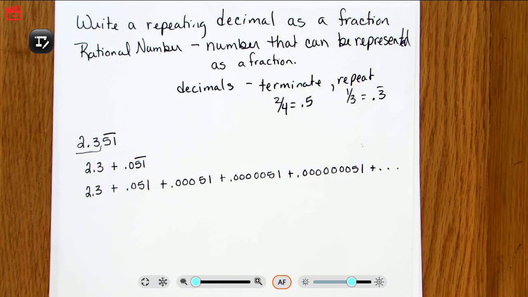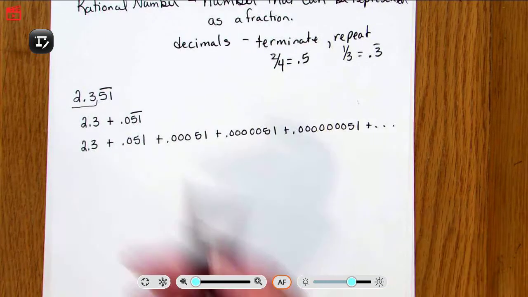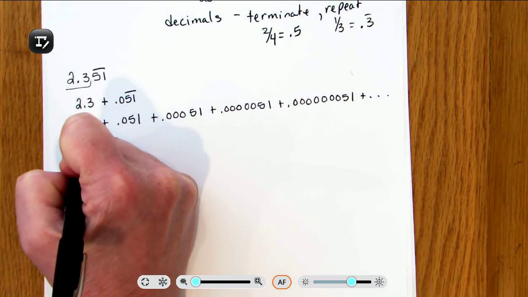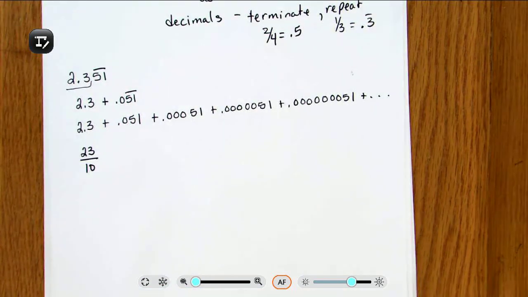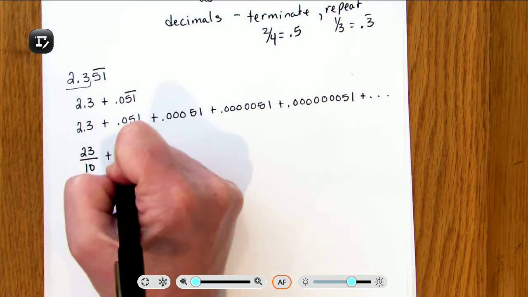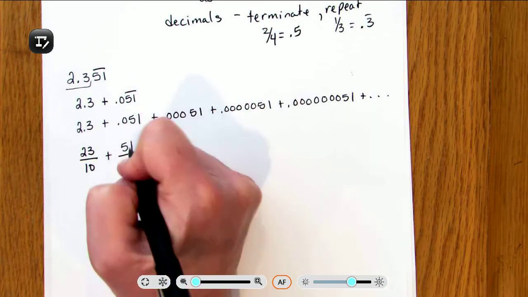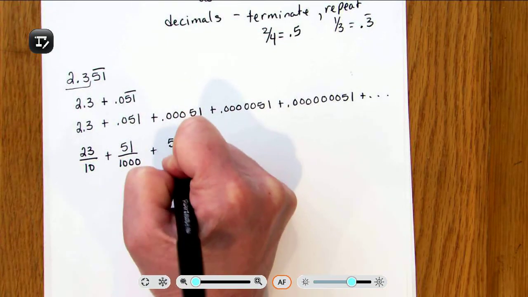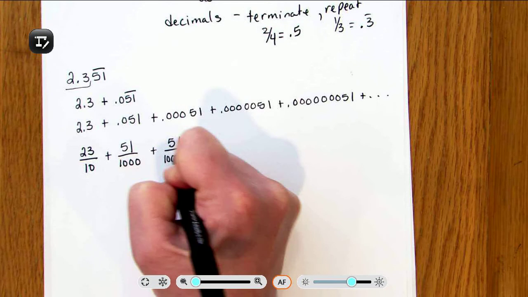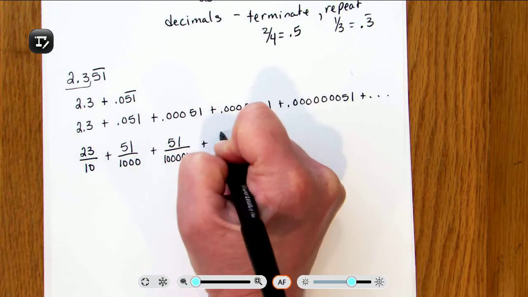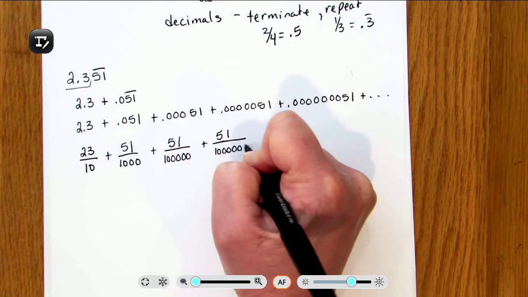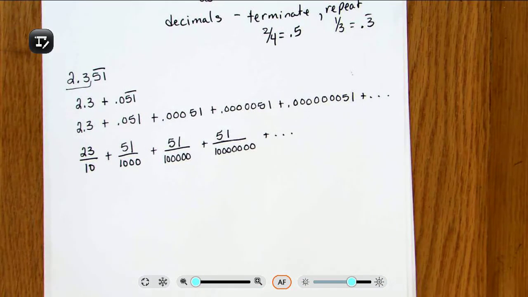Okay, now I'm going to turn them into fractions so that we can see that we do have a geometric series hiding in here. All right, I'm going to turn this one in. This is 2 3/10, or I'm going to write it as 23/10. This is the number 51 over, there's 3 decimals, so 3 zeros. This one is 51 over 5 zeros. This would have 7 zeros, and so on down the line.